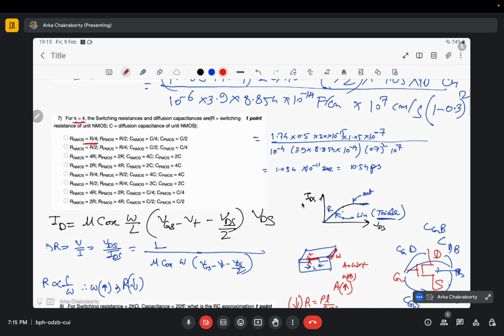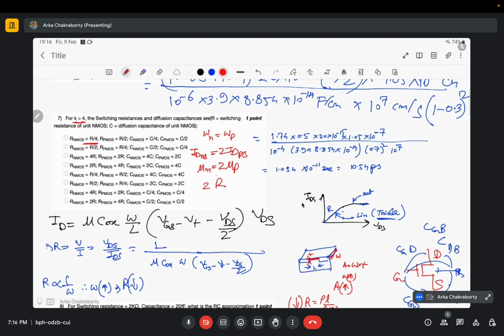First of all, if W of NMOS is kept the same as W of PMOS, the ID of NMOS will be twice of ID of PMOS, right? Because mu n is twice of mu p. So that's why generally what we do is use Wp as twice of Wn. But here it is not mentioned, so we'll be taking Wn and Wp to be equal. So my NMOS resistance would be half of the PMOS resistance. Okay, so if unit NMOS resistance is R, my unit PMOS resistance would be 2R.